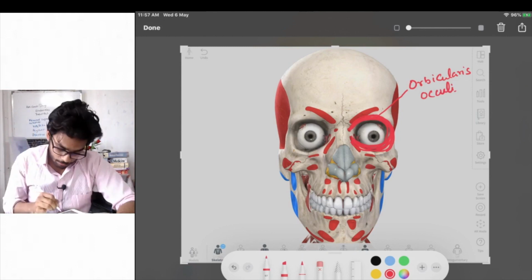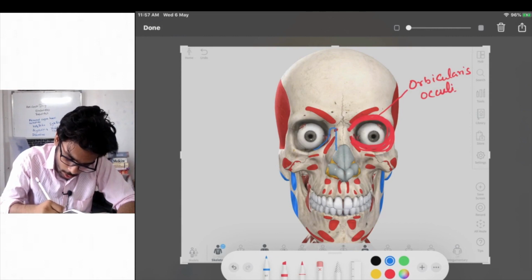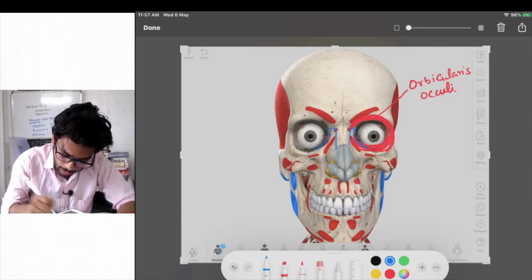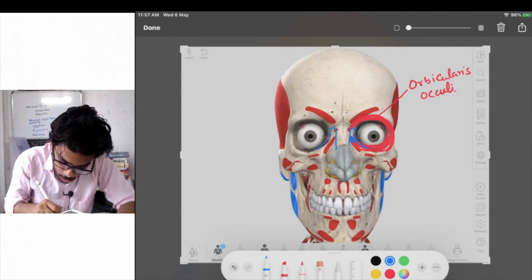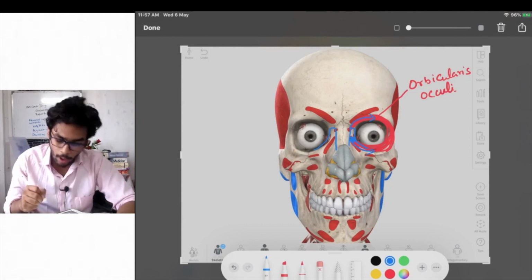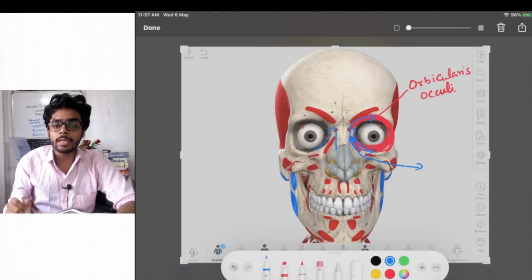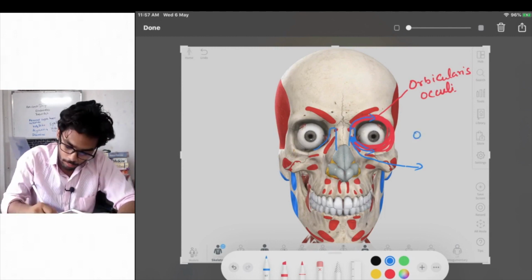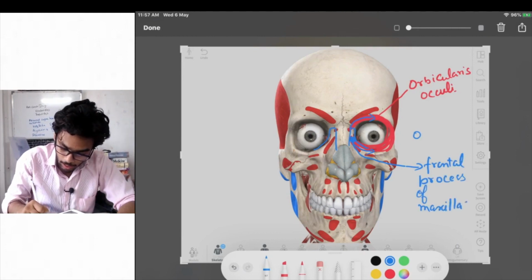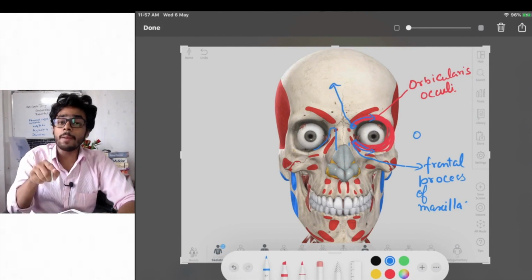Am I clear? In the last lecture I explained the frontal process of maxilla. This is the frontal process of maxilla. Here also on the left side, this is the frontal process of maxilla. And see its origin. Two points of origin are there. From here it is originating, and from there, here also it is originating. So what are the points of origin? This one is the frontal process of maxilla. Two points of origin. Frontal process of maxilla, and the second point of origin is this point, which is the nasal part of the frontal bone.